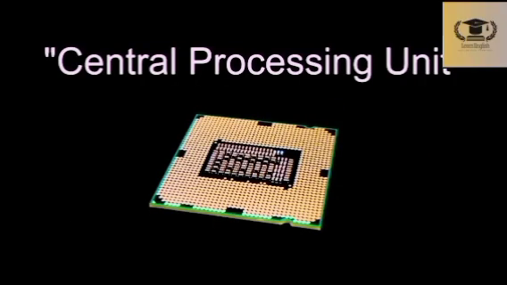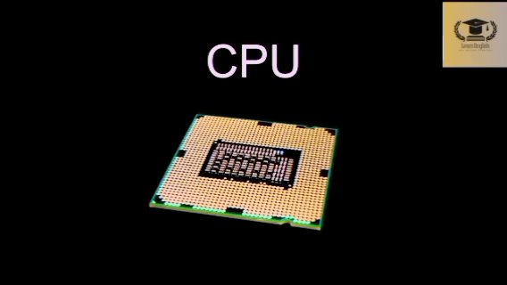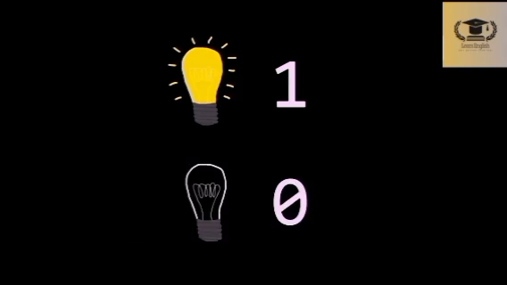Inside your PC is a central processing unit or CPU. It's basically just a piece of silicon with billions of microscopic switches called transistors. Depending on the flow of electricity, they can be on or off, kind of like a light bulb, which gives us two states, 1 and 0.